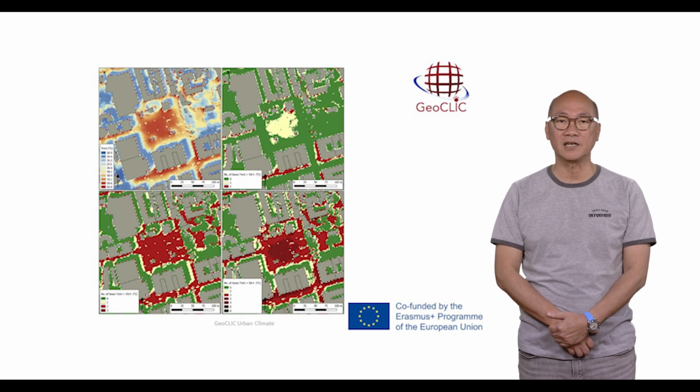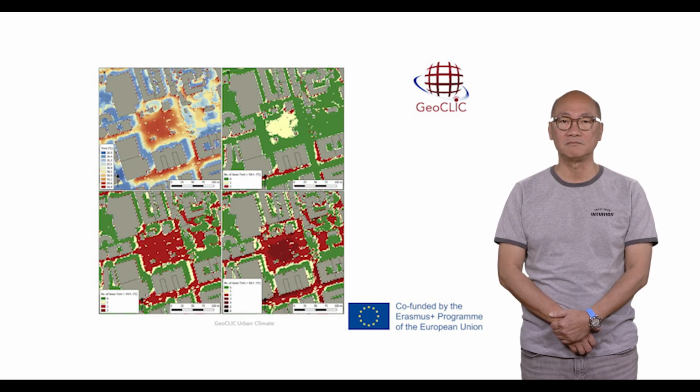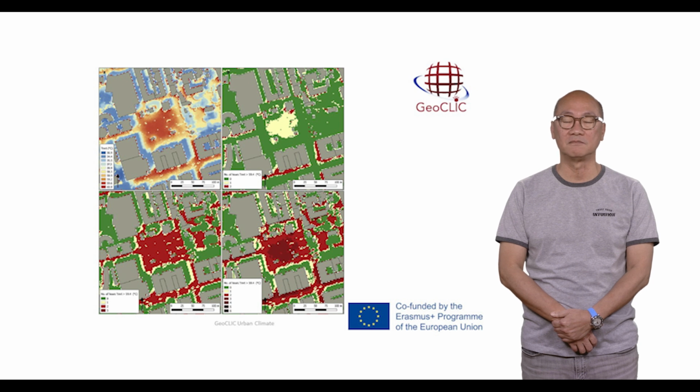This figure shows another example of the Civic Square, Mapogapastan, in Stockholm, Sweden. Figure A is the mean radiant temperature at 2 p.m. from a hot summer day, 28th of July, 1994.